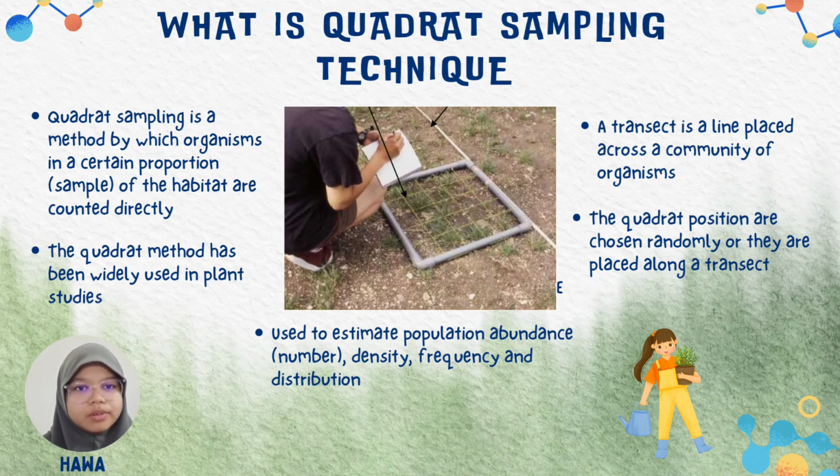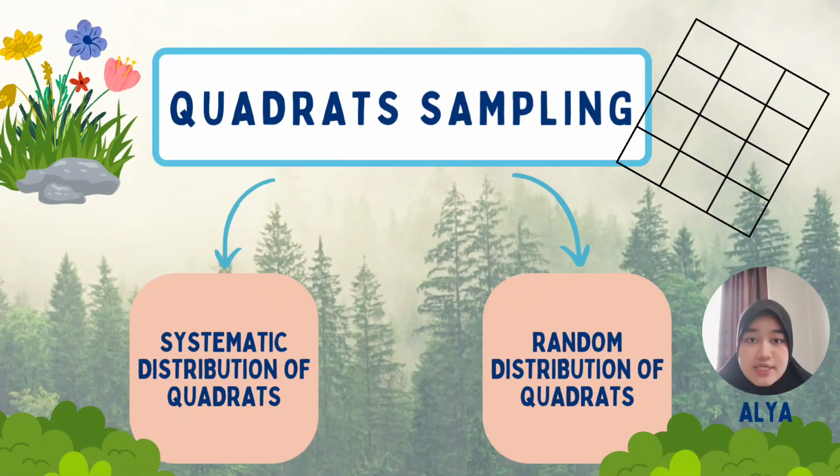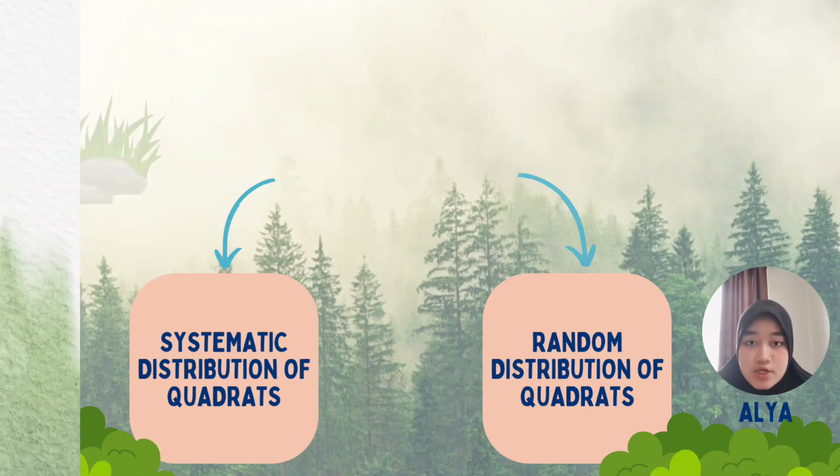So, I'm going to briefly explain to you guys how to use the quadrat sampling technique. Based on the example on your left, the quadrat positions are chosen randomly so there is no bias detected. Or they can be placed along a transect. A transect is a line placed across a community of organisms. Let's look at quadrat sampling. There are 2 types of quadrat sampling, which are systematic distribution of quadrats and random distribution of quadrats.